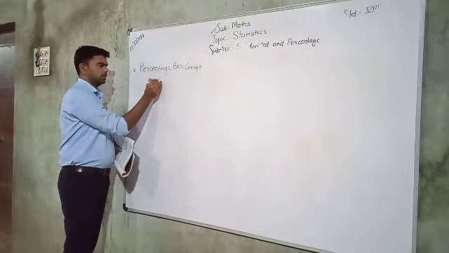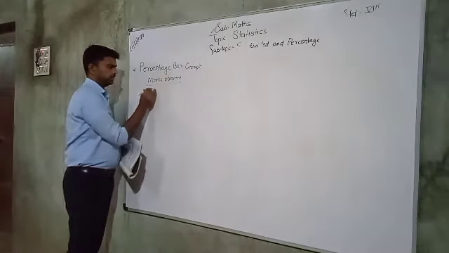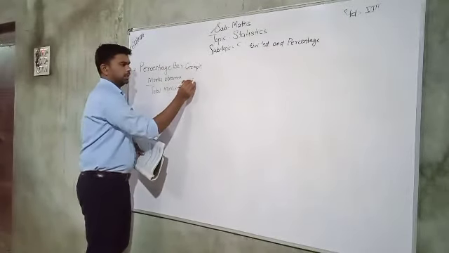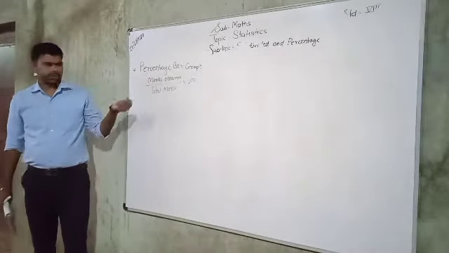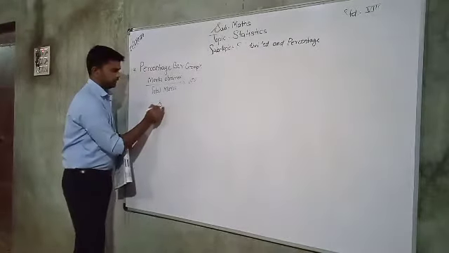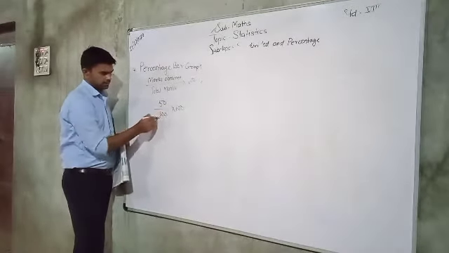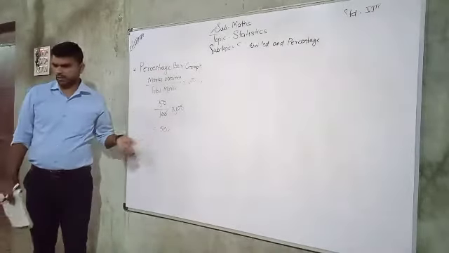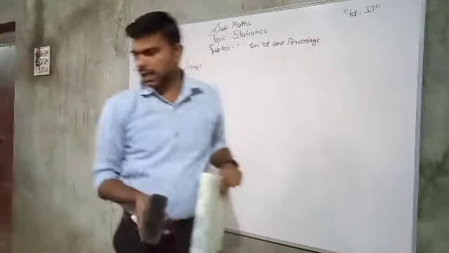Marks obtained divided by total marks into 100. This is nothing but the formula to calculate the percentage. Suppose in an exam you have got 50 marks out of 100. Then what will be the percentage? You will get 50%. This is how we have to calculate the percentage. Now we will see how to draw a graph on this.